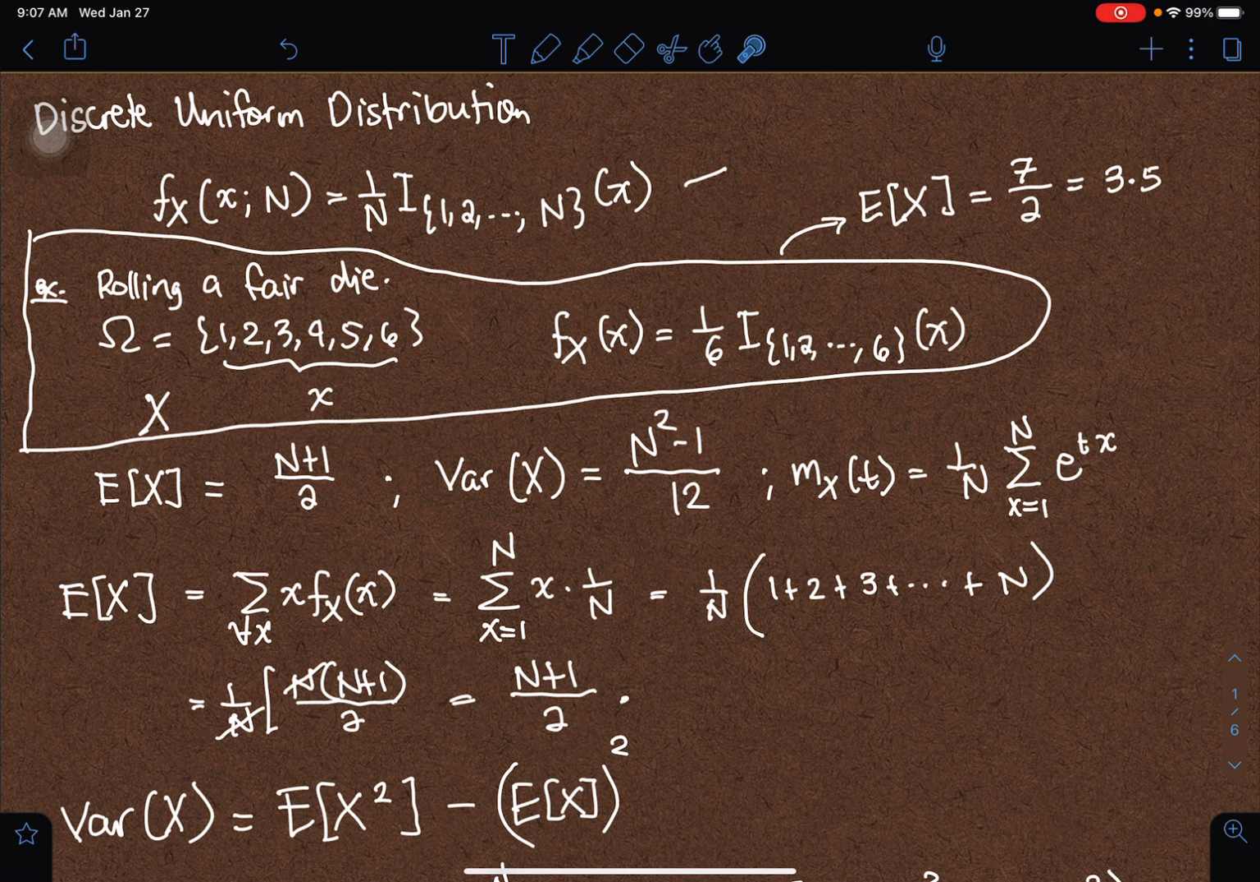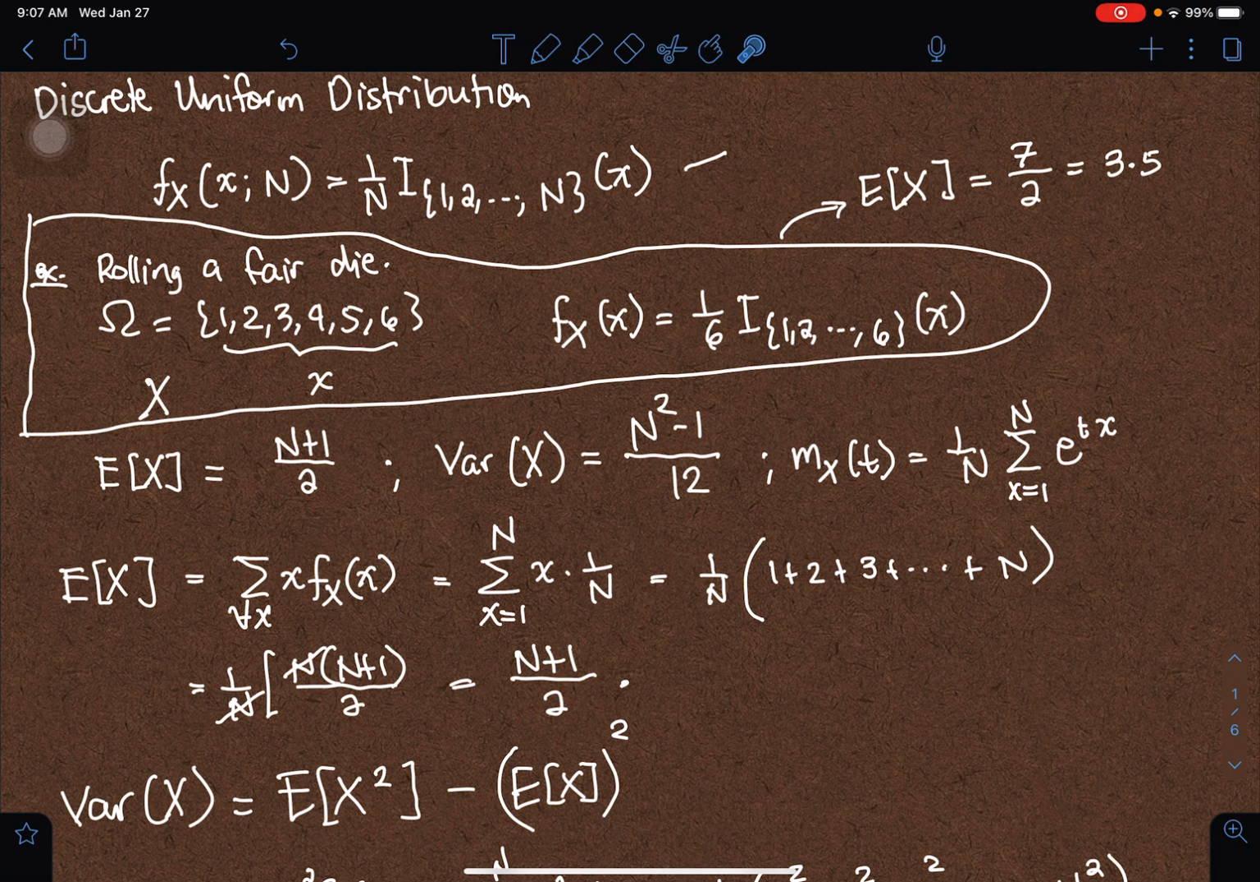Now in this video, we're going to be discussing the mean, the variance, and the moment generating function of the special distributions that we will be discussing here. So for the discrete uniform distribution, the expected value is just capital N plus 1 over 2. Its variance is capital N squared minus 1 over 12. And its moment generating function is 1 over n times the sum from 1 to capital N of e to the tx.